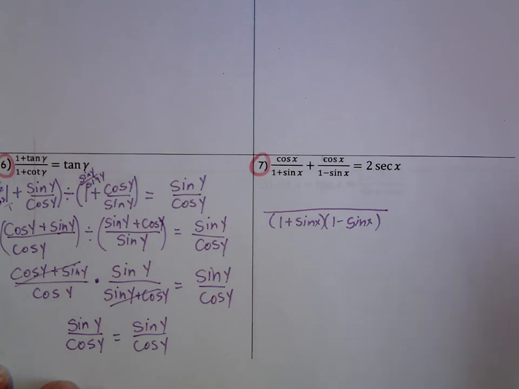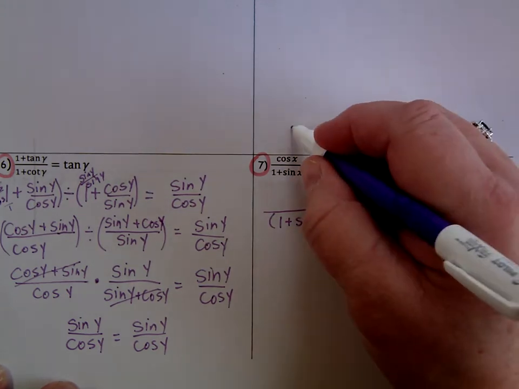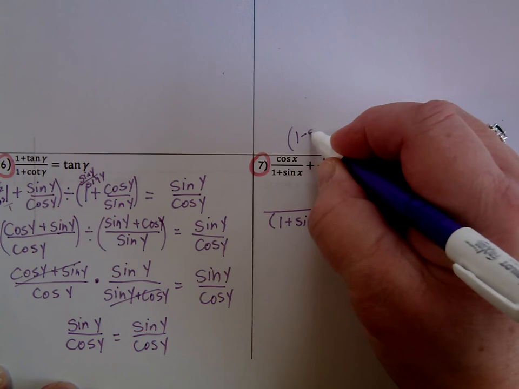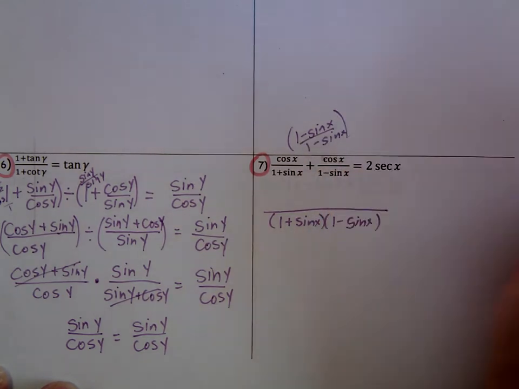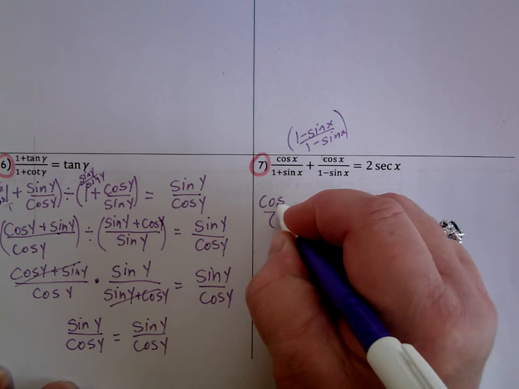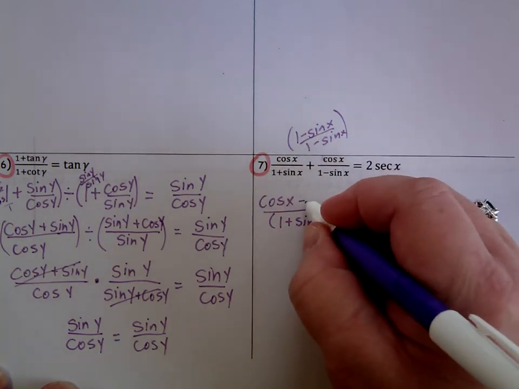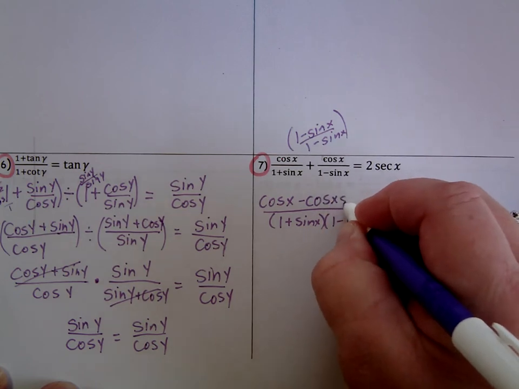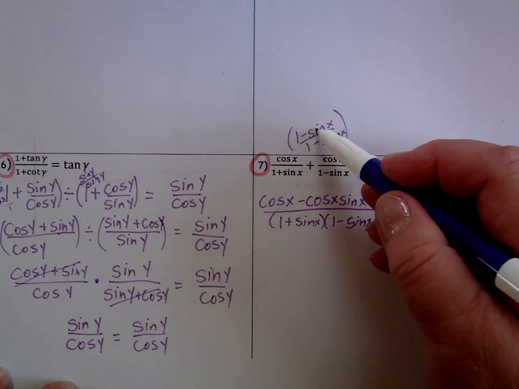Okay, so this one has the 1 plus sine, it needs the 1 minus sine. So over here I've got to multiply it by 1 minus the sine over 1 minus the sine, which makes me multiply: cosine times 1 is cosine, and cosine times sine is negative cosine sine. I distribute the cosine. Cosine times 1, cosine times sine gives me this.